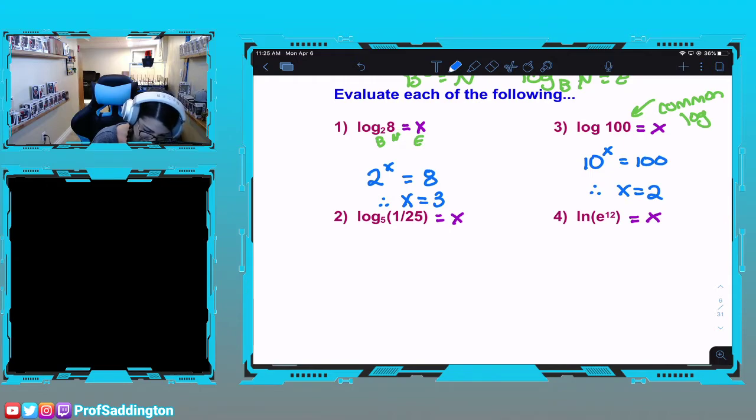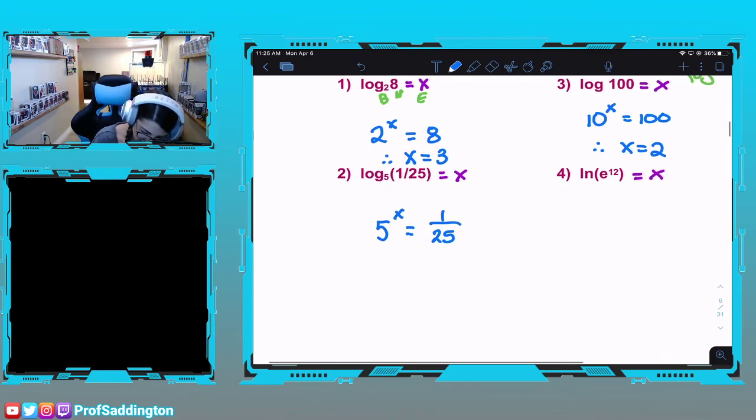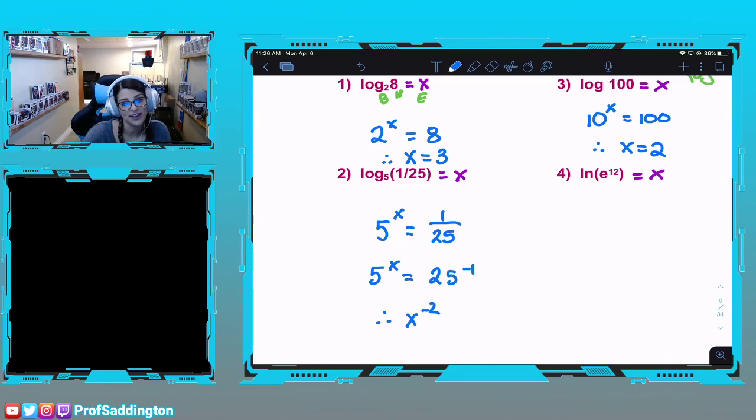Okay. Next, we have my base is 5. My exponent is x. And that equals 1 over 25. So you're thinking, fraction. That's weird. So think of it like this. 25 to the negative 1. So therefore, x would have to equal negative 2, because 5 squared is going to give me 25, but I need to be in the denominator, so we'd have a negative exponent. Hold on, I wrote that weird. x equals negative 2. My bad.